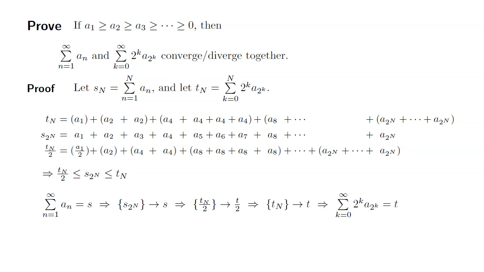So once the first series converges, the second series automatically converges. What if the first series diverges? Then the partial sum S sub 2^N is going to diverge to infinity. Which means that since T sub capital N is even larger, it's going to diverge to infinity, which means that the second series is going to diverge. So therefore, these two infinite series either converge together or diverge together. That's it. I hope that this was clear.